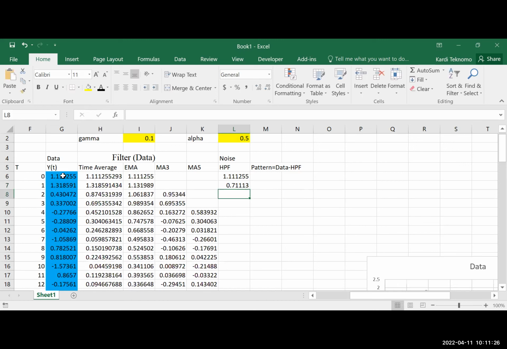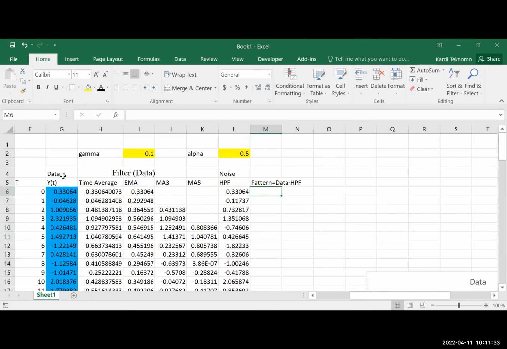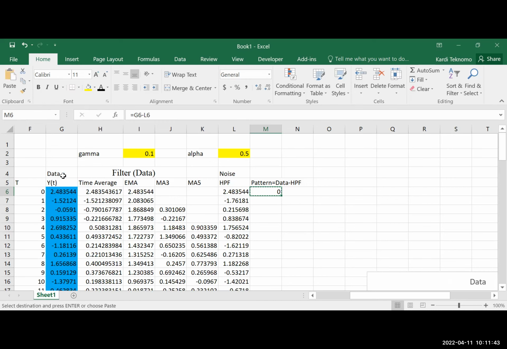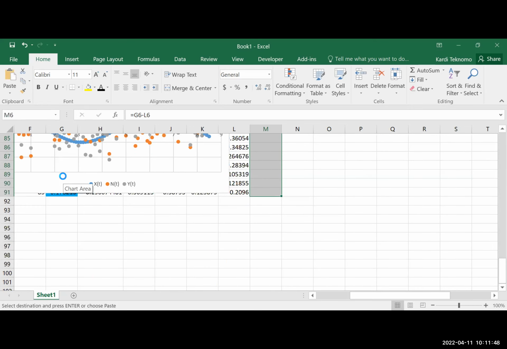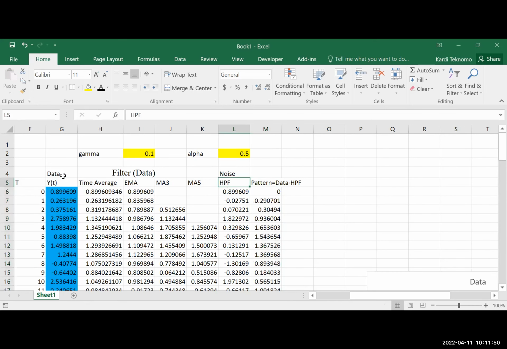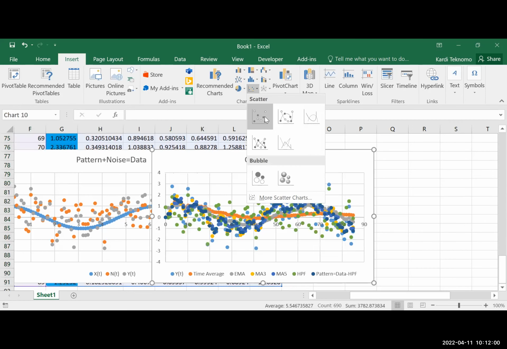Okay, so I get that. And just copy, right? So I get the noise. And then, what is the pattern? The pattern is equal to the data minus that noise. Okay, and then I can start to plot again.